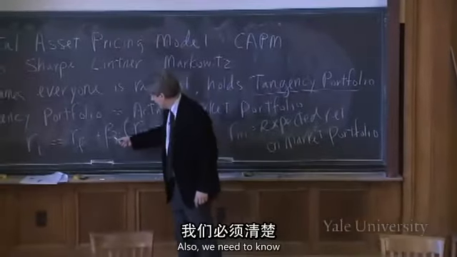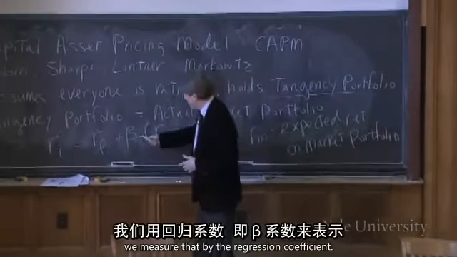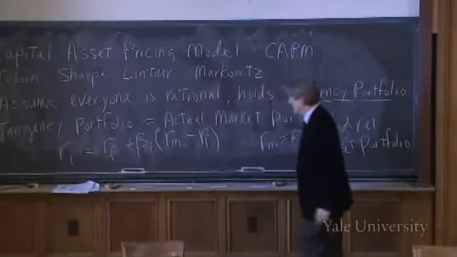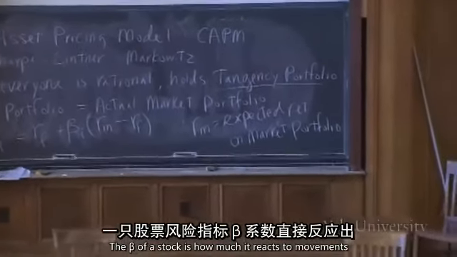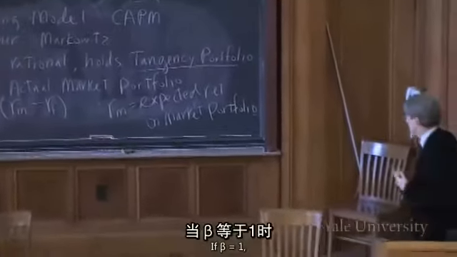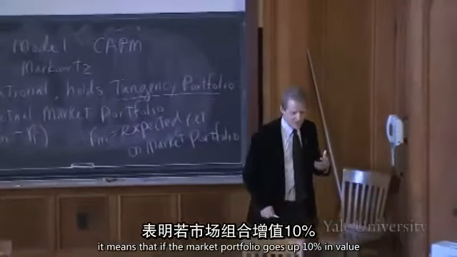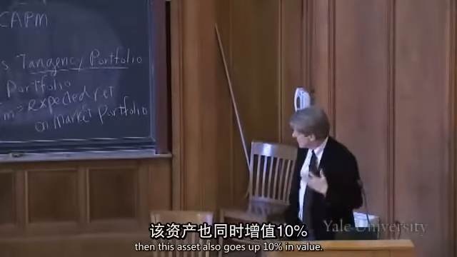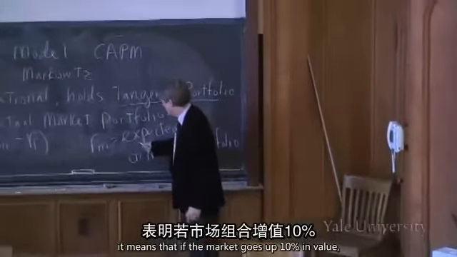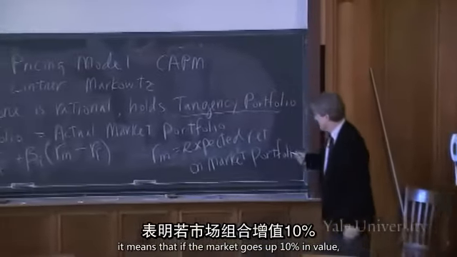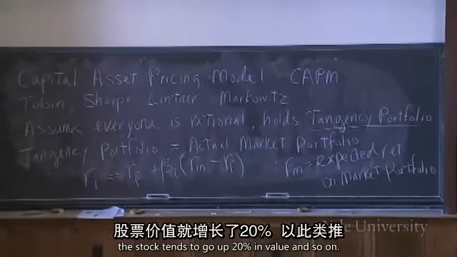And also, we need to know how much individual stocks are correlated with R sub m. We measure that by the regression coefficient. So the beta of a stock is how much it reacts to movements in the market portfolio. If beta equals 1, it means that if the market portfolio goes up 10% in value, then this asset also goes up 10% in value. If beta is 2, it means that if the market goes up 10% in value, the stock tends to go up 20% in value, and so on.